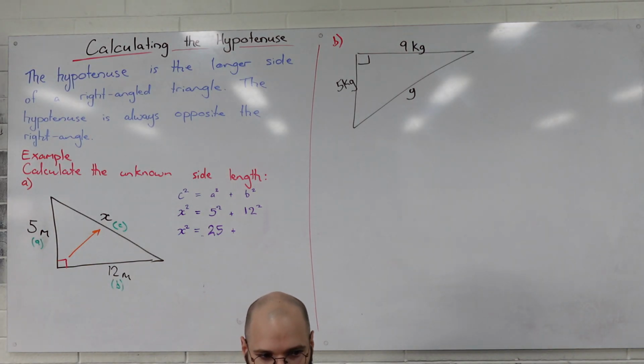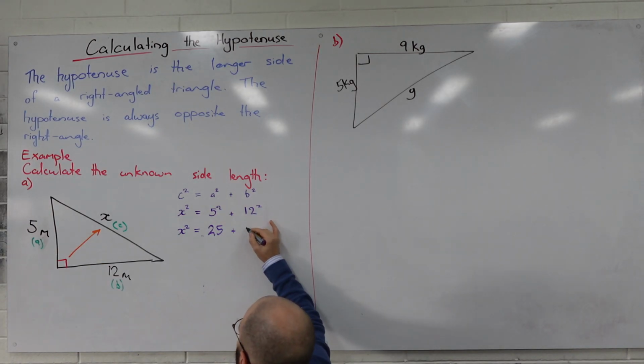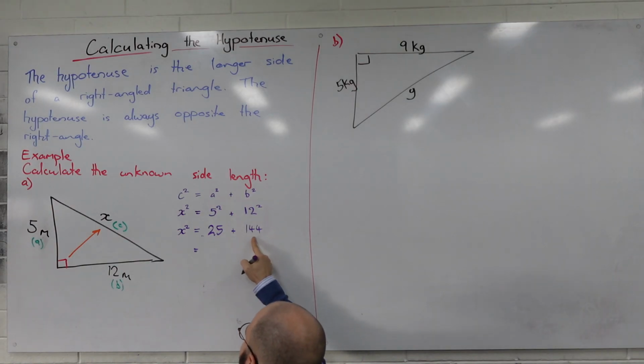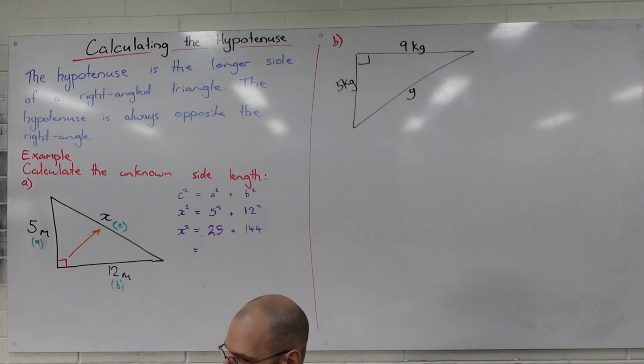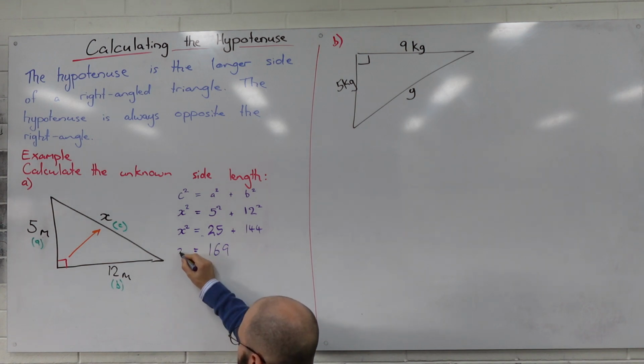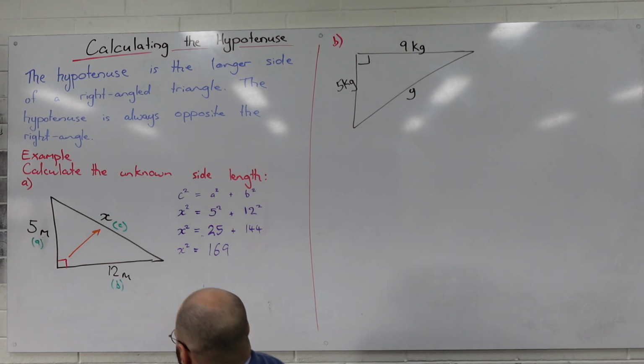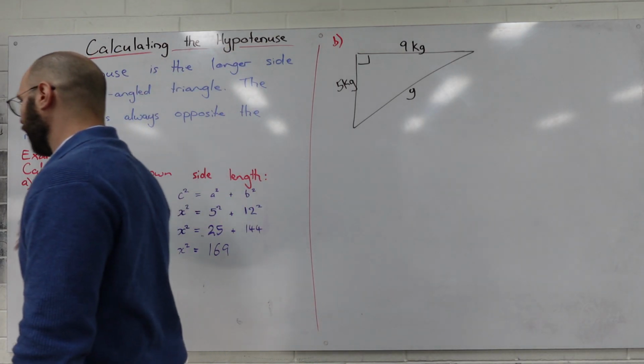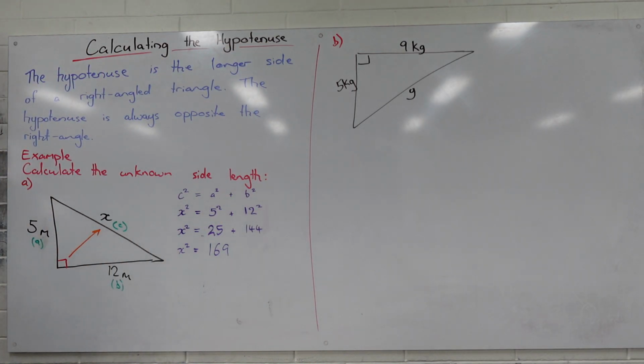And then, doing 12 squared, what do we get? 144. Next, I have to add these two together. If I go 25 plus 144, what will I get, please, Annabelle? 169. You have to use a calculator. And therefore, I discovered that the square of the hypotenuse is 169.